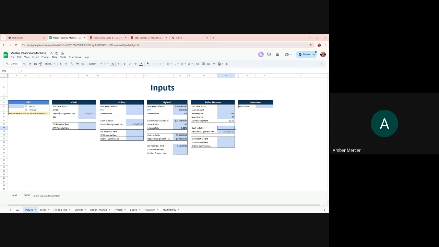Okay, for sure. Once they're ready to go, you upload it to DocHub or DocuSign, whatever you're using, put all the boxes on there, and then send it to them. Nice.